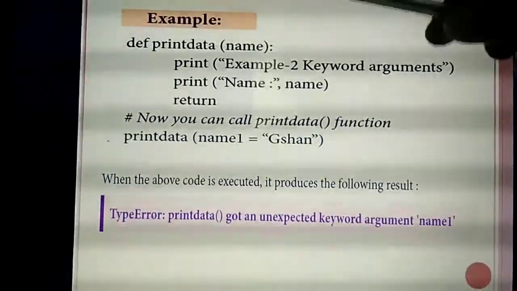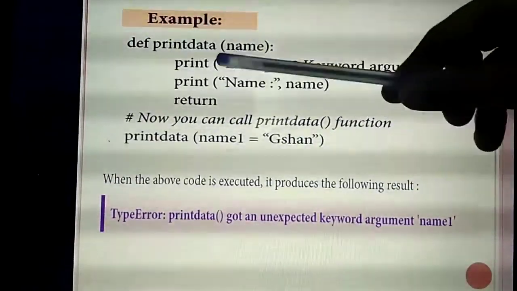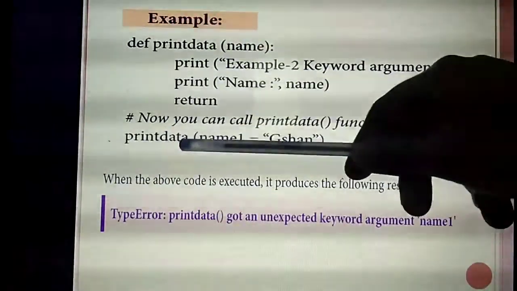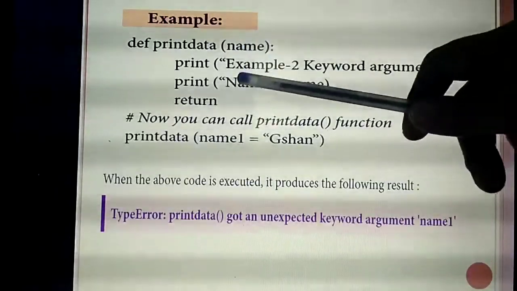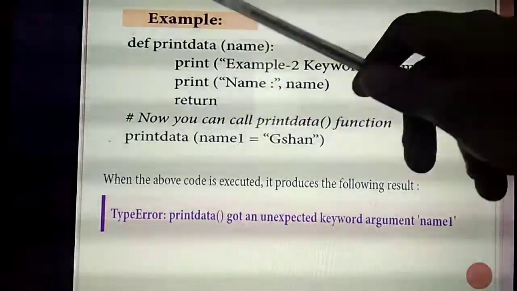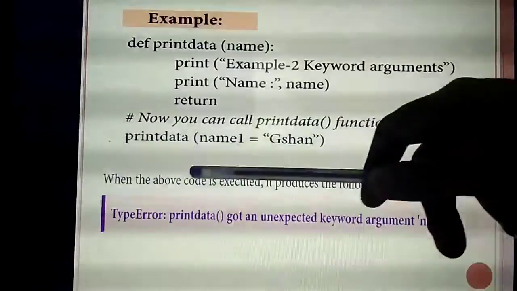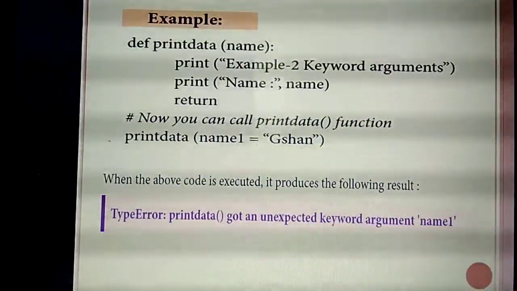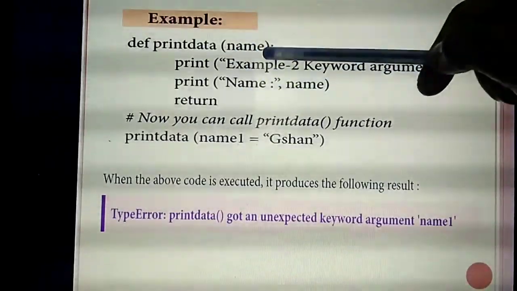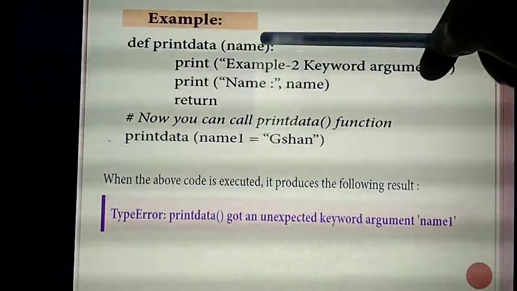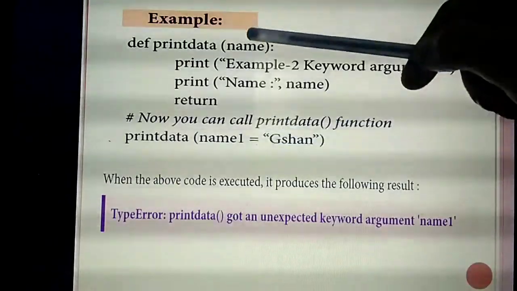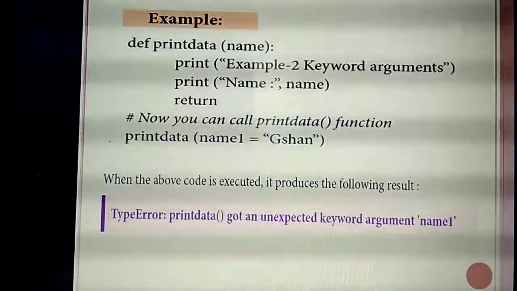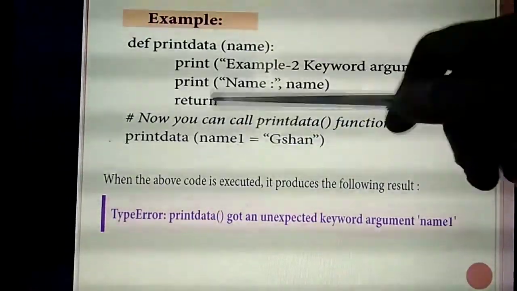So listen. They are giving the same program. Same definition, function name print data, name. All the things are the same. But listen, here they are calling the function with the name. In the function call, print data of, instead of name you are assigning some other value. In the argument, what name are you giving? Name. But here when you call the function and assign the values, instead of name they are giving name 1. Is name 1 there here?